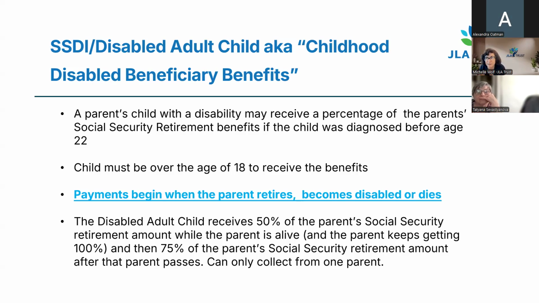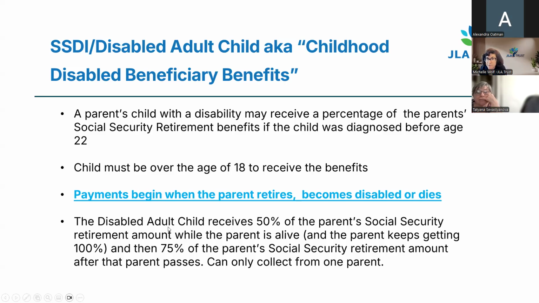So this is a very confusing benefit. The child had to have been formally diagnosed by a medical professional before the age of 22. And then that adult child must be above the age of 18. And then the payment begins when the parent retires, becomes disabled, or dies.